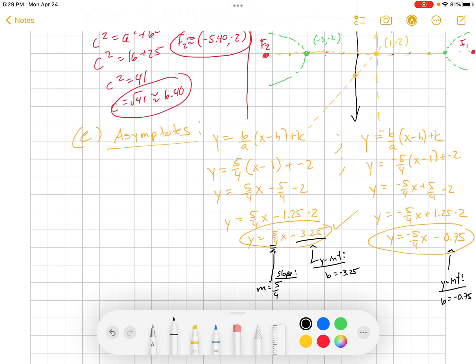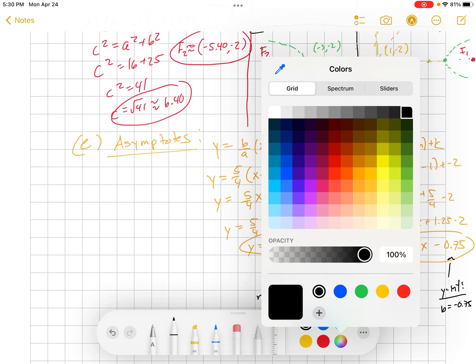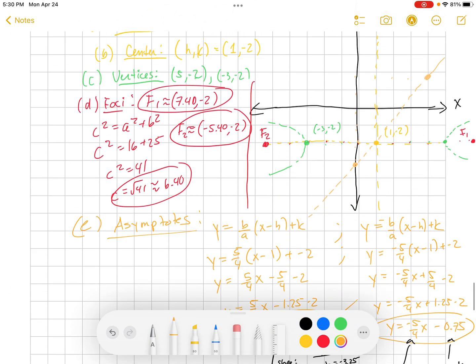Okay, let's graph our other line. Here we have a y-intercept. B is negative 0.75, and our slope is negative 5 fourths. I'm going to start at negative 0.75 on the y-axis, about here, and we're going to go, let's say, down 5 and right 4. 1, 2, 3, 4, 5, and right 4. 1, 2, 3, 4. We're going to connect these points. So those are our asymptotes.